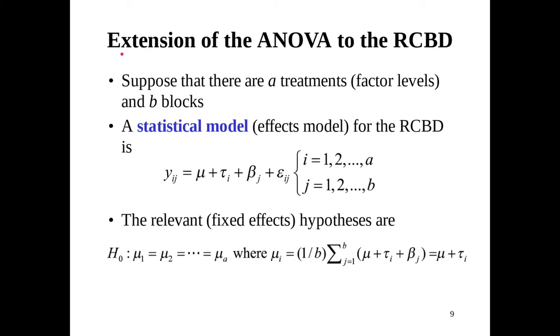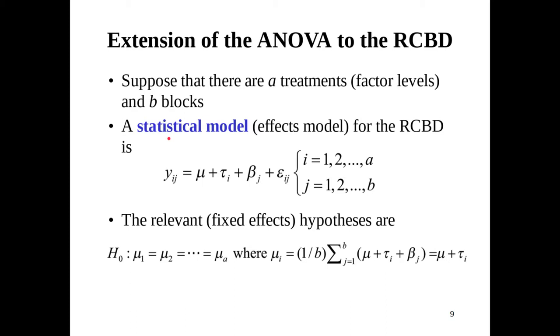But let's discuss how we can extend the ANOVA concepts that you studied in the last chapter to the RCBD. Suppose that there are a treatments or a levels of the factor. In our case, the factor is tip and a is equal to 4 because there are 4 tips. But we are generalizing this mathematical framework now, right? And b blocks. The blocks in our case are test coupons, and there are 4 test coupons we are using. So b is equal to 4. We have a equal to 4 and b equal to 4.